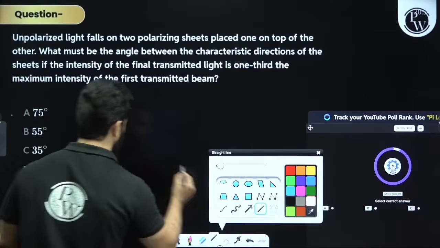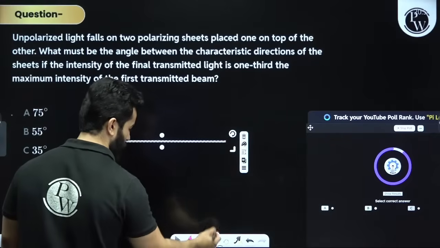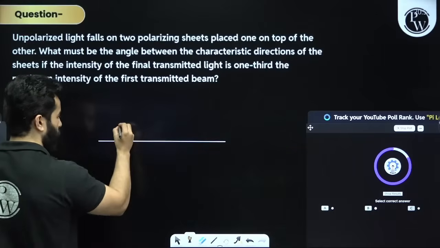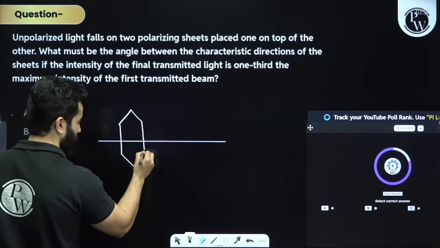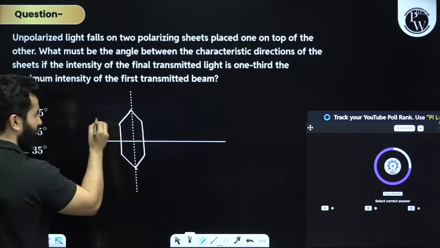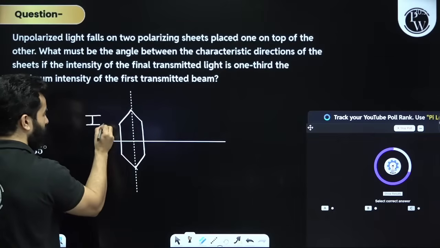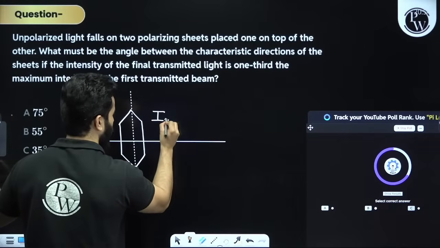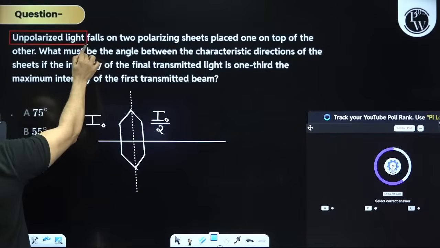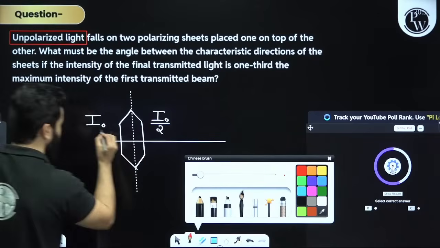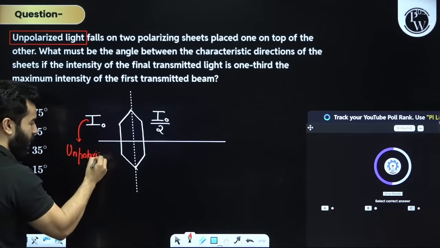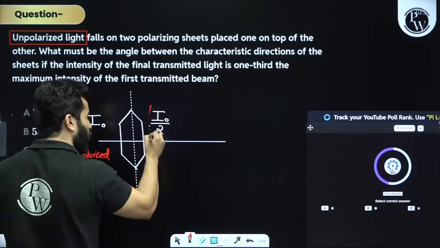You have got a situation like this. First, you have got a polarizer over here, right? This is the pass axis. Let's suppose intensity was I. Now it becomes I naught by 2. This is very important. Why? Because initially it was unpolarized light, my dear friends. So because of the first polarization, intensity drops down to half.